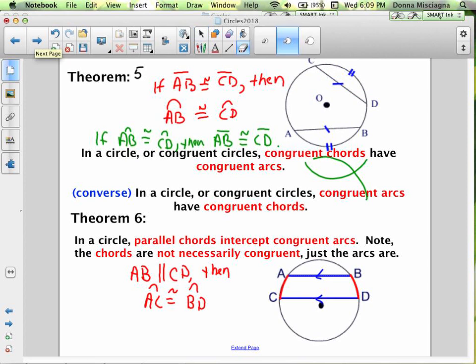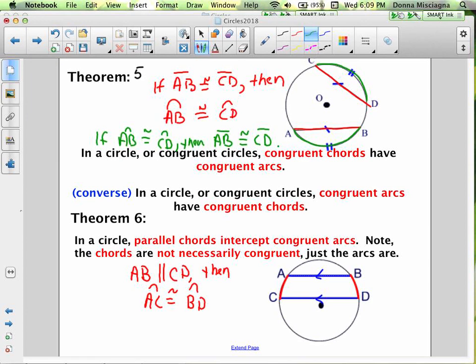So in other words, if AB is congruent to CD, right? If those two are congruent, then arc AB, which is the outside portion of the circle there, has to be congruent to arc CD. That also works the other way. So if the arcs are congruent, if arc AB is congruent to arc CD, then chord AB has to be congruent to chord CD. In other words, in a circle or congruent circles, congruent chords have congruent arcs.